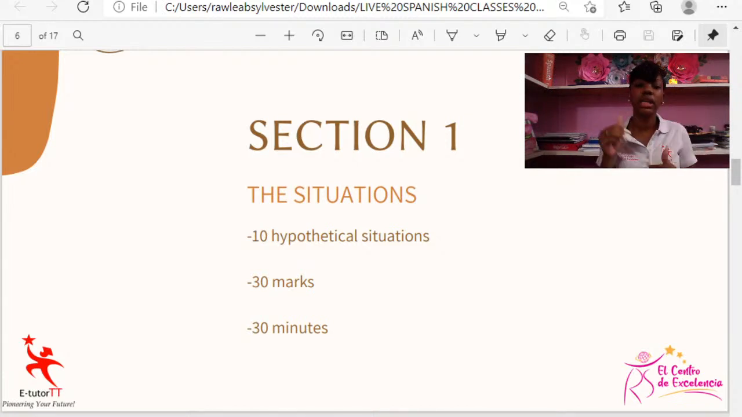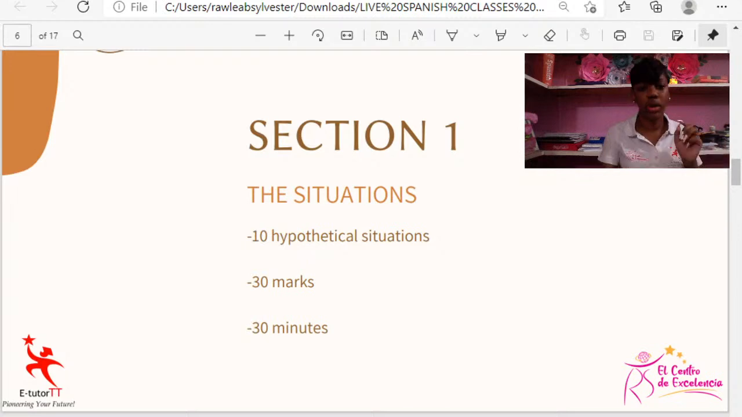And the most important part in section 1 is to answer the question, and what the situation is asking you. Now, you could have a very grammatically correct answer, but if you do not answer the question, you would not get your full allocation of marks.